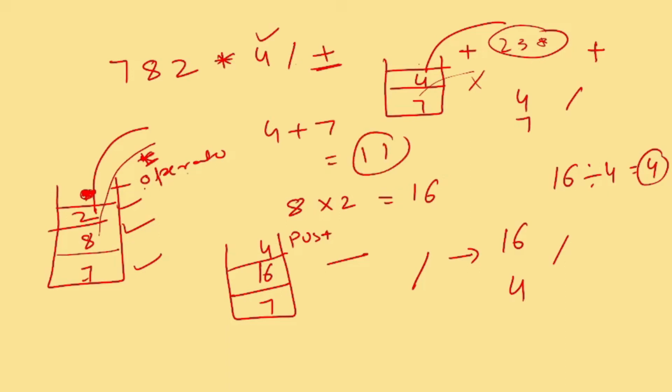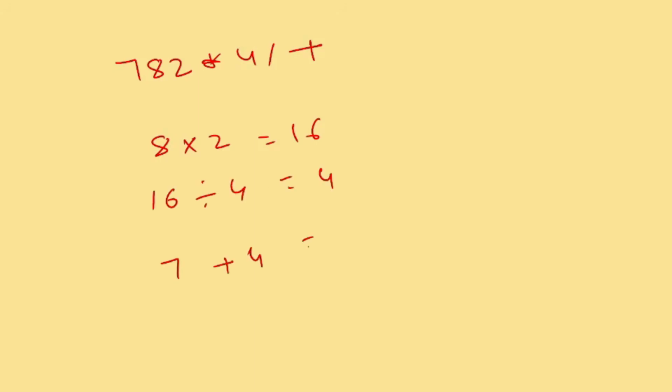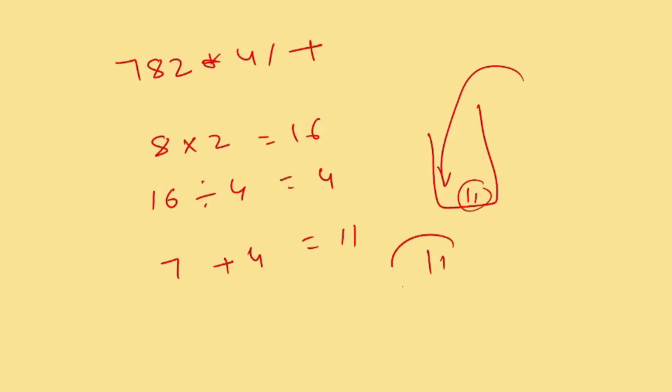So now for this expression, 7, 8, 2, multiplied, 4, slash, and plus, how is it going to execute? 8 multiplied by 2 first gives 16. Then 16 divided by 4 gives 4. Then 7 plus 4 gives 11. And now in the stack, the result has to be pushed, that is 11. And when I have to read the value, I pop it, and the answer will be 11. So this is the result.